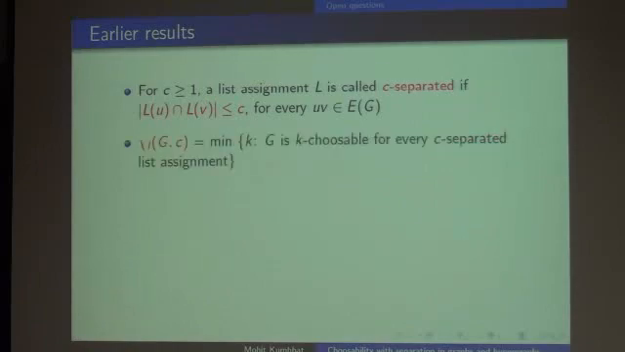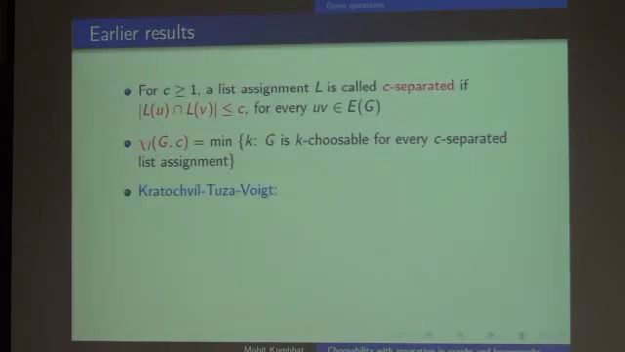So we define this chi-L-G-C, where G is a graph, C is any constant. Well, the constant has to be smaller than n, where n is the size of the graph. It's the smallest k for which G is k-choosable for every C-separated assignment. Okay, so again, in the original parameter chi-L we allow all possible assignments of the lists, and here we only allow lists which are C-separated.